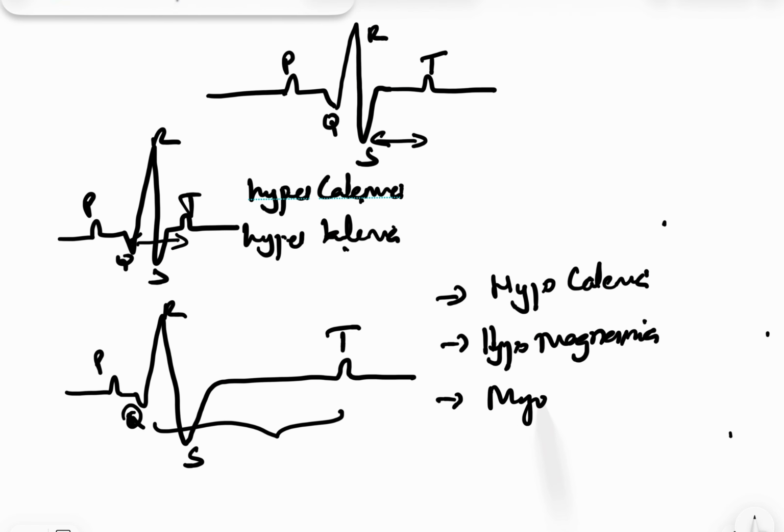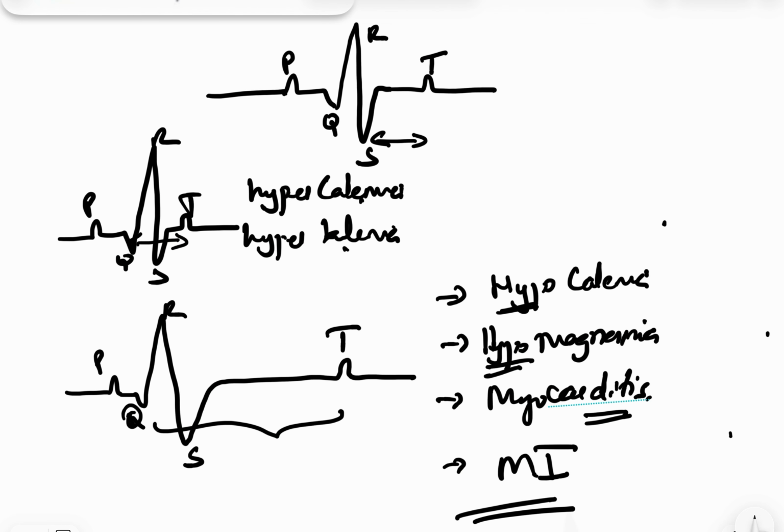myocarditis. Myocarditis means inflammation of the myocardium. Myocardium is the middle muscle layer of the heart. We have mentioned it in detail in the anatomy of the cardiovascular system. So myocarditis, hypomagnesemia, hypocalcemia or myocardial infarction, MI. These are some of the conditions where the patient has a prolonged QT interval.